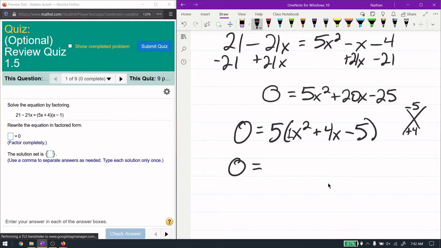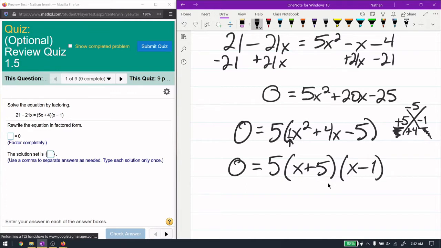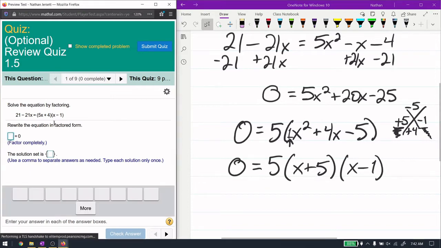Two numbers that multiply to give negative 5 and add to give positive 4 are going to be positive 5 and negative 1. That gives me negative 5 when I multiply and adds to give positive 4. Because a is 1 here, that means I can immediately factor this into x plus 5, that's from this first number, and x minus 1, that's from the second number. Okay, this is in completely factored form. That's what the first part of this question is asking for.